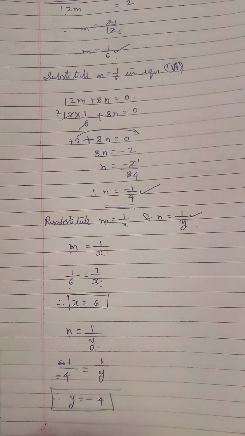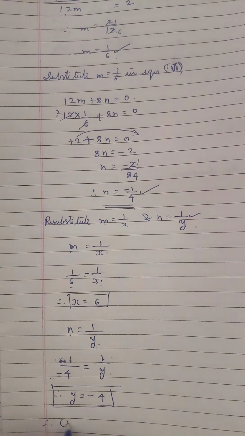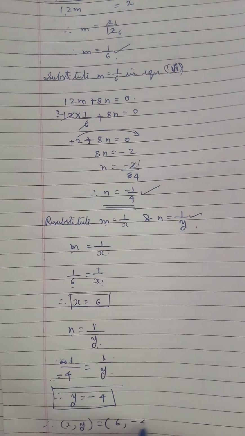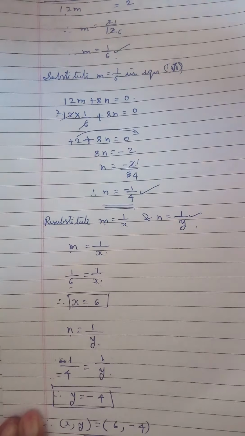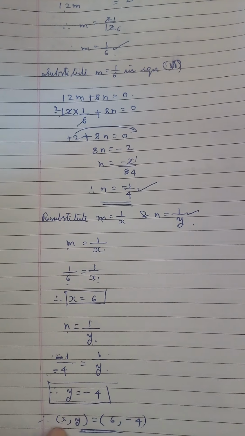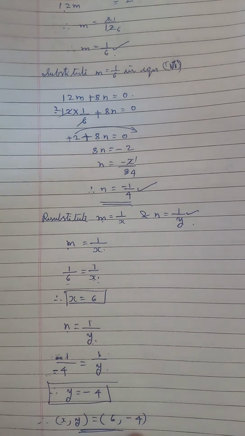So the solution of the given simultaneous equation is x, y is equal to 6 and negative 4. Full statement you have to write. The solution of the given simultaneous equation is x, y is equal to 6 and negative 4.